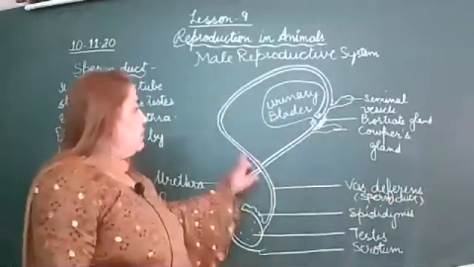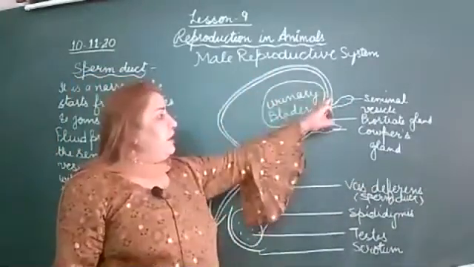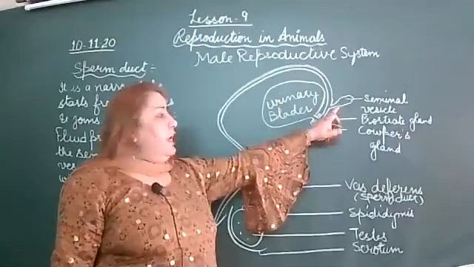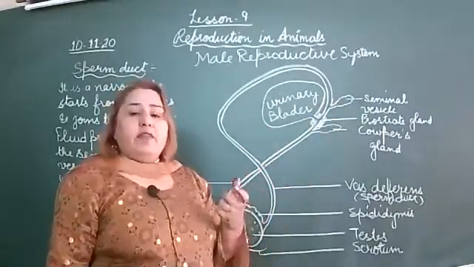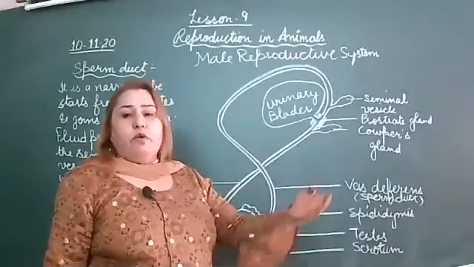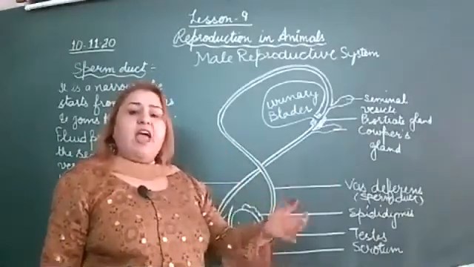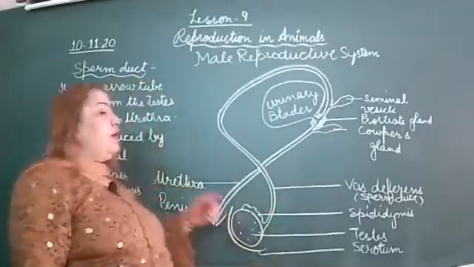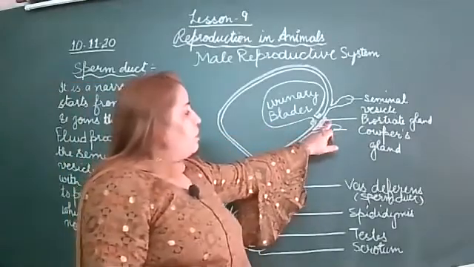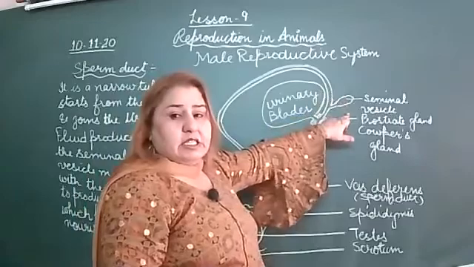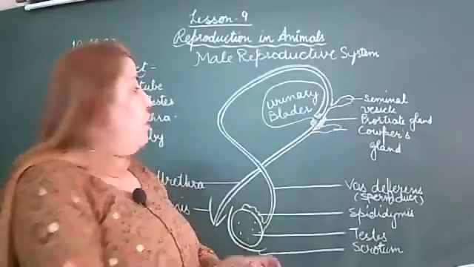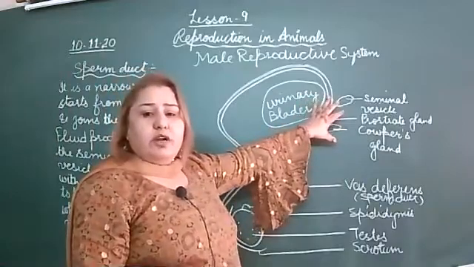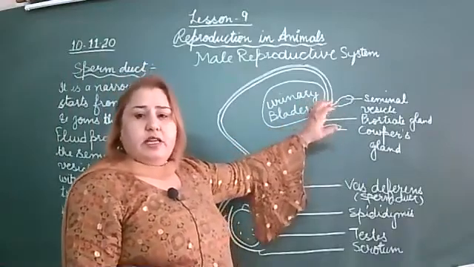From here, the sperms will move, and when they come over here, the seminal vesicle will provide the fluid that helps the sperms with mobility. That means they can easily move, and it also provides nourishment. After that, here is the prostate gland. These three glands, the seminal vesicle, prostate gland, and Cowper's gland, all provide nourishment to the sperms so that they can easily move.